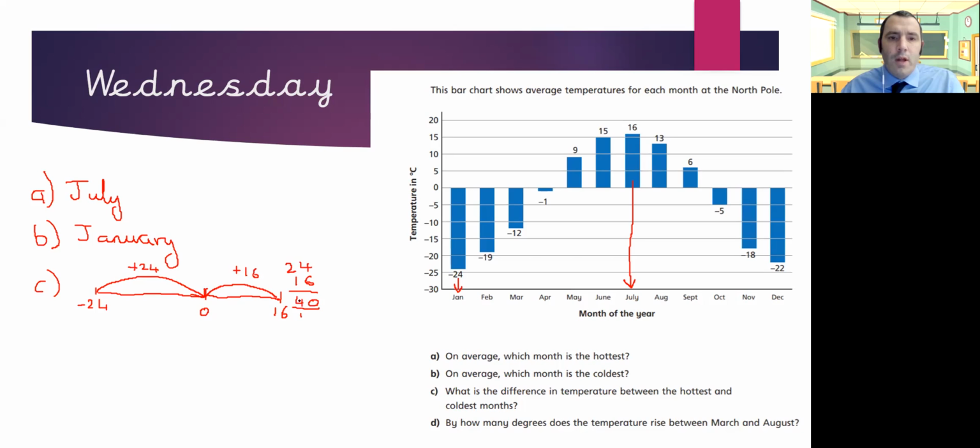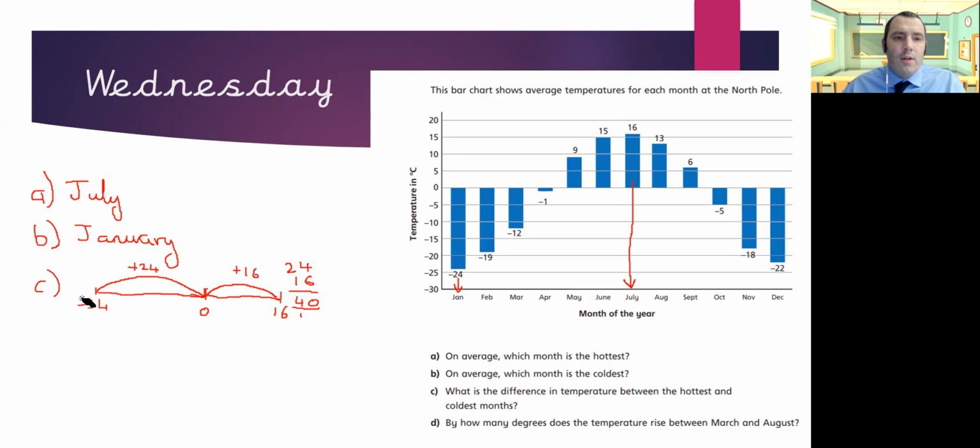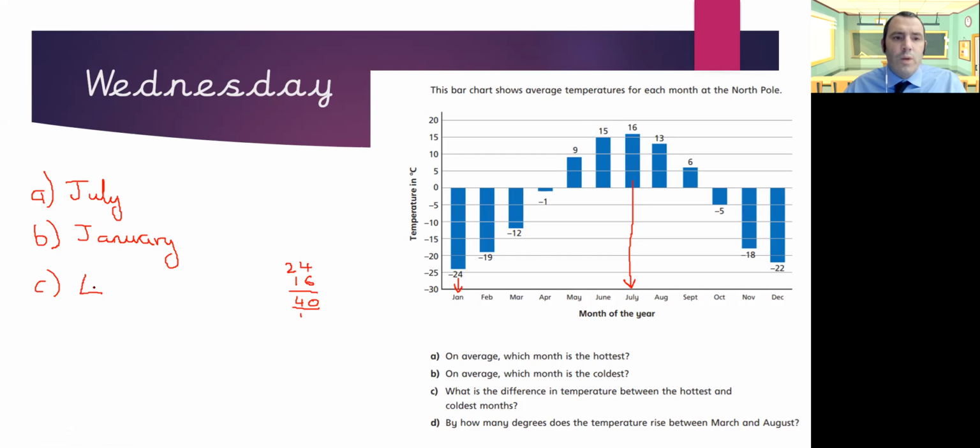40. But again, we need to be careful that we write the correct notation for our answer. So just clear myself some space. We're working in degrees Celsius. So when we write our answer, we need to make sure we show it. So 40 degrees Celsius. That's really important. Sometimes you'll get a mark for getting these correct with the correct notation. If you don't show that notation, you won't get the mark.